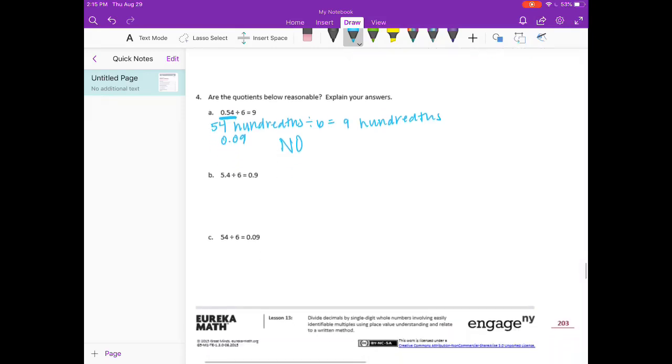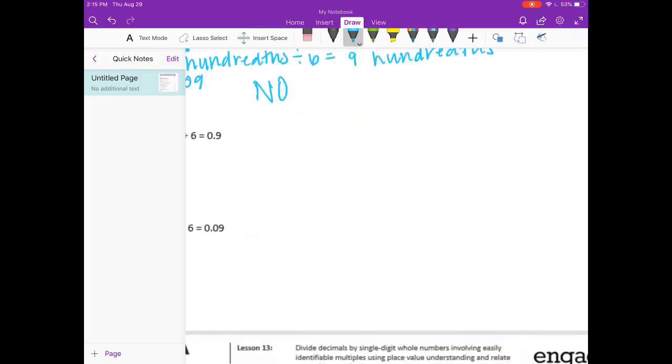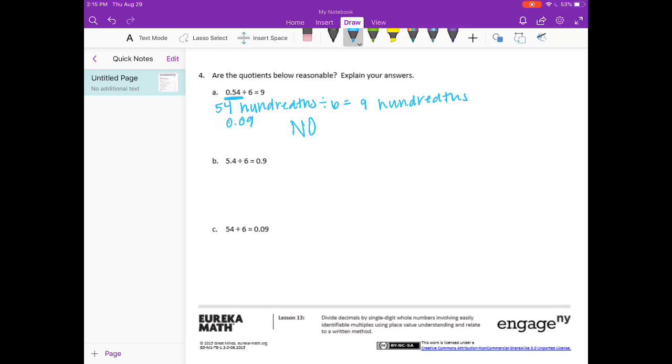All right, part B, 5 4/10 divided by 6. Let's see if this makes sense without actually solving the problem. So if we have 5 4/10 and we divide by 6, 5 4/10 is pretty close to 6, and 6 divided by 6 is 1. And I would say that 1 is very close to 9 tenths. We're just a tenth off. So yes, that is a reasonable answer.